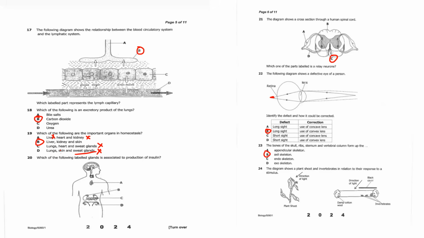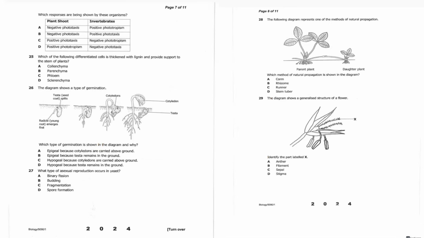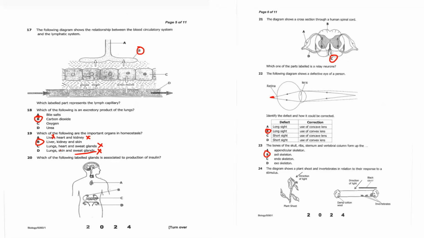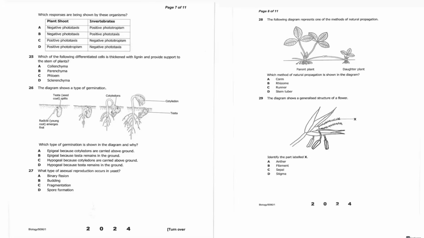The diagram below shows a plant shoot and invertebrates in relation to their response to stimuli. Which responses are being demonstrated by the organisms? The invertebrates are moving away from light. This is negative phototaxis. The plant is growing toward light. That is positive phototropism. So we have plant shoot, positive phototropism, then negative phototaxis, which is D. Which of the following differentiated cells is thickened with lignin and provides support to the stem of the plant? This is called sclerenchyma. So look at the parenchyma, the collenchyma, and sclerenchyma.